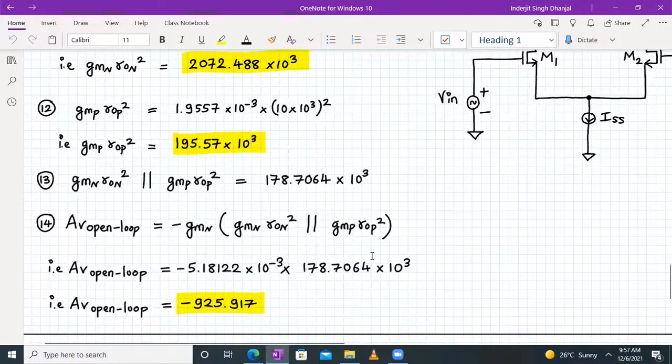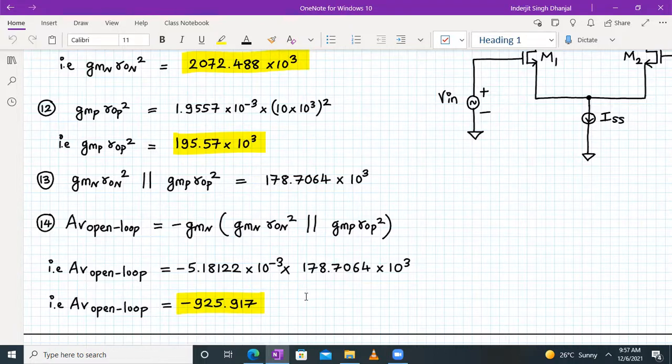So finally, the open loop gain formula is minus GMN into GMN into RON square parallel to GMP into ROP square. This term value is 178.7 into 10 raised to 3, and GMN value is 5.18122 into 10 raised to minus 3. So the multiplication of these two will give us the open loop voltage gain as minus 925.917. So you can cross check this answer.